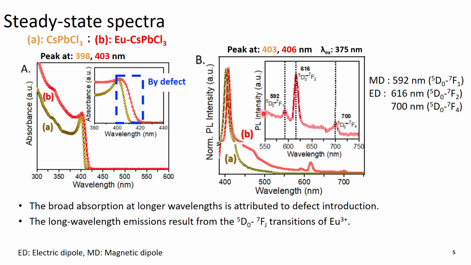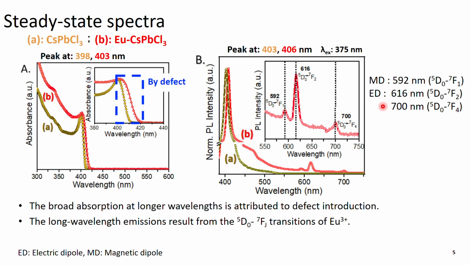These three emission peaks are from the intra-transition of the europium ion. And these three intra-transition emissions are from different types of transition. The 592 nanometer is the magnetic dipole transition, and the remaining two, 616 and 700 nanometers, are both electric dipole transitions.